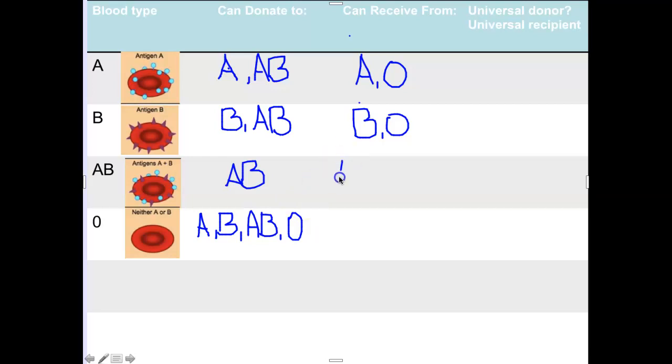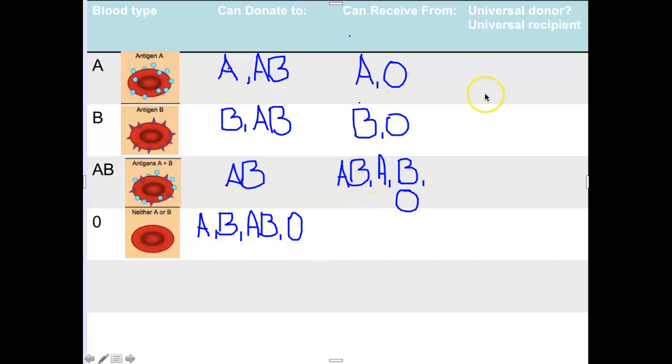Well, it turns out you have all the antigens, so nothing's foreign to you, right? So you're going to be able to receive blood from AB. You're going to be able to receive blood from A. You're going to be able to receive blood from type B, and you're going to receive blood from O. So all of those types are okay.